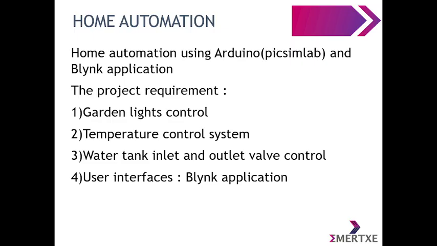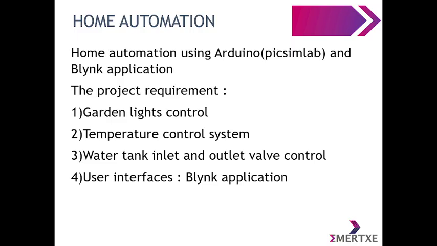So, home automation. In home automation, we are using the Arduino Uno, that is in the lab, and to write the code we are using the Arduino IDE, and then the Blynk application. The Blynk IoT app we use on mobile to create widgets and control from a mobile. The project requirements are garden lights control, temperature control system, water tank inlet and outlet valve control, and a user interface, the Blynk application.